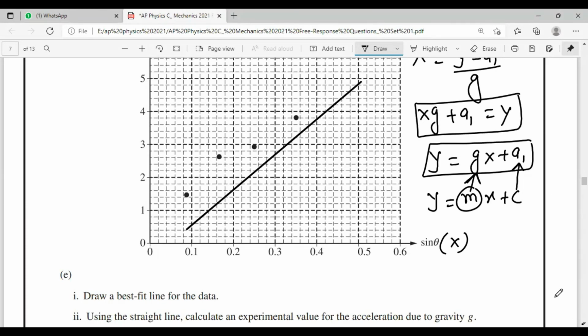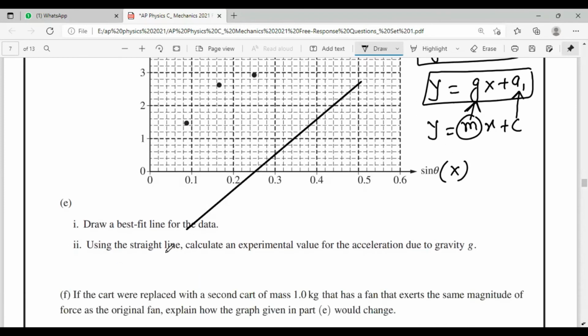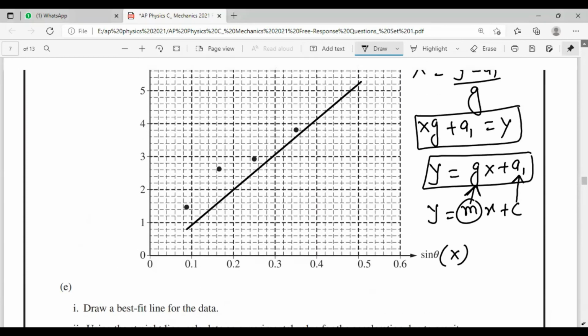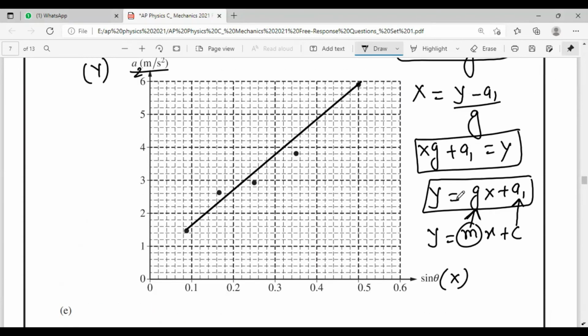Next, first read the next part. Using the straight line, calculate an experimental value for the acceleration due to gravity. We have to find the experimental value of gravity, so we have to find the value of G. So how can we find G? G is basically the slope of this line. And how can we find the slope? For the slope, we have to take two points and we can find the slope, that is the change in Y upon change in X.